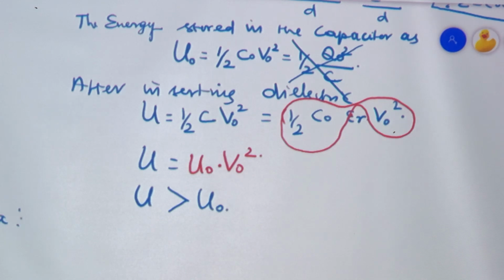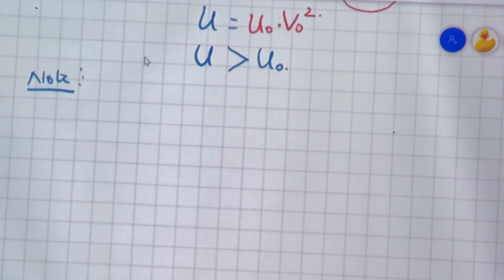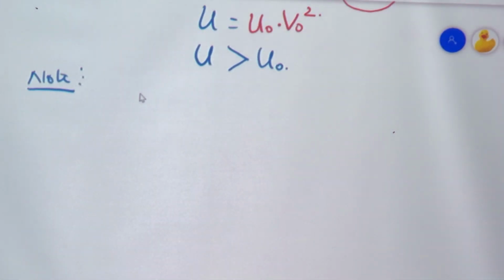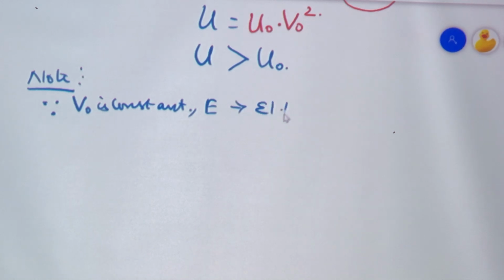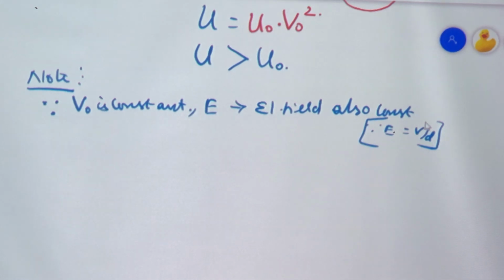What is the note that I have to consider? See, V0 is constant. If V0 is constant, what will happen to the electrical field between the two plates? Since V0 is constant, E, the electrical field, is also constant, since electrical field E is equal to V by D. V is constant, D is constant, so E is constant.